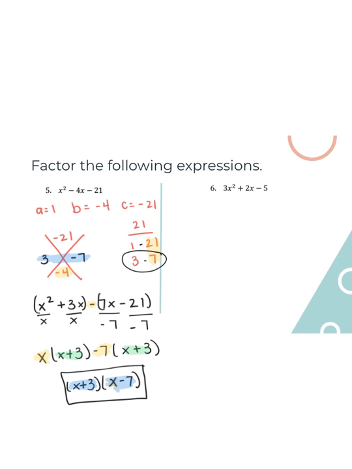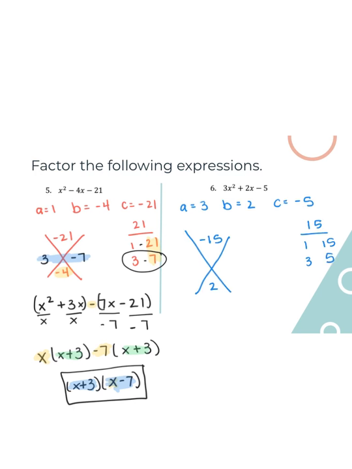Okay, number 6, 3x squared plus 2x minus 5. When I look at all those numbers, there's no number that will go into all of those but 1. And all 3 of them do not have the x in it, so I can't take an x out of it. So I'm just going to do my A, my B, and my C. So A equals 3, B equals 2, C equals negative 5. My A times my C, negative 15, 2 on the bottom. And find my factors of 15. I know 1 and 15, 3 and 5, and that is it.